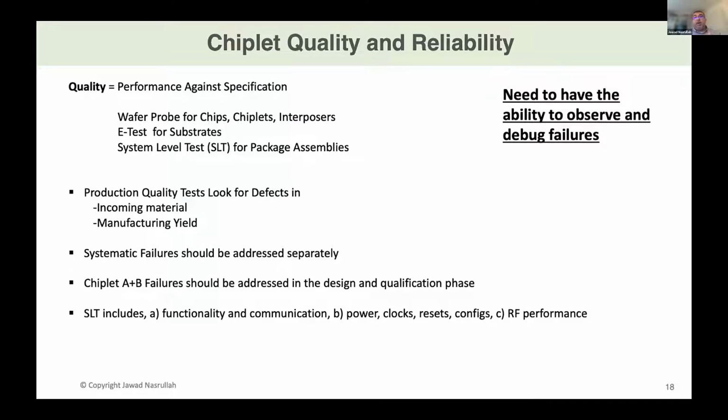I'll say a couple of words about quality and reliability. I know this is a very simplistic slide and I may be preaching to the choir, but for me it was a learning thing. Quality, we all know, is that we have a specification and we are trying to make sure that the performance is according to specification. One problem that we ran into was, how do we observe and debug all the failures?